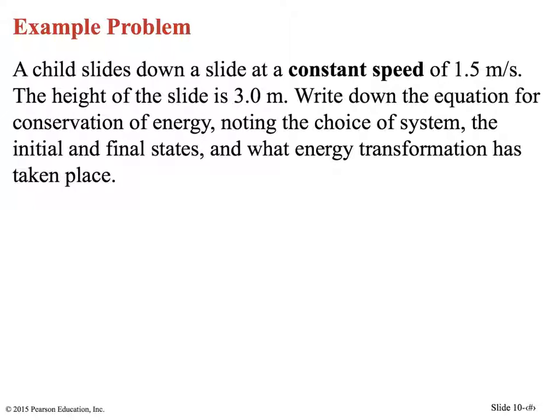Alright, so here a child slides down a slide at a constant speed of 1.5 meters per second. The height of the slide is 3 meters. Write down the equation for the conservation of energy, noting the choice of system, the initial and final states, and what energy transformation has taken place. So as this child goes down the slide, there's a constant speed, so my initial kinetic and final kinetic doesn't change. But we are getting a change, however, in potential energy because it dropped 3 meters. So when this happened, where did that change of energy go?